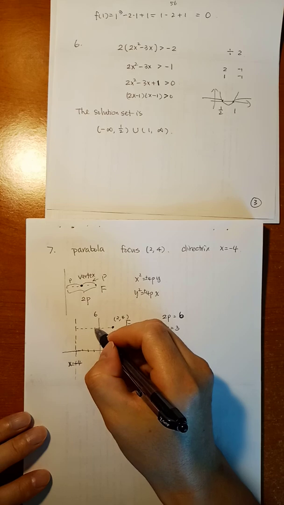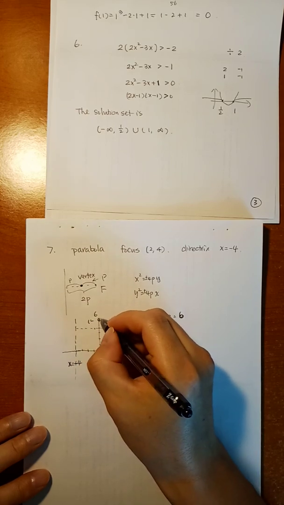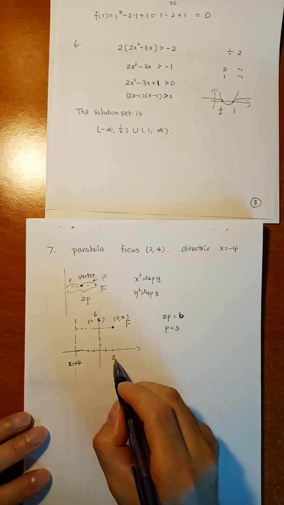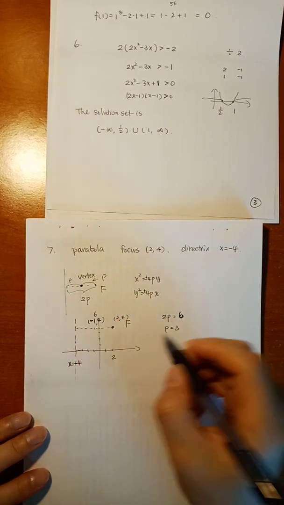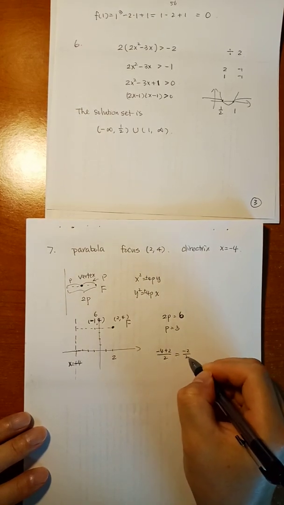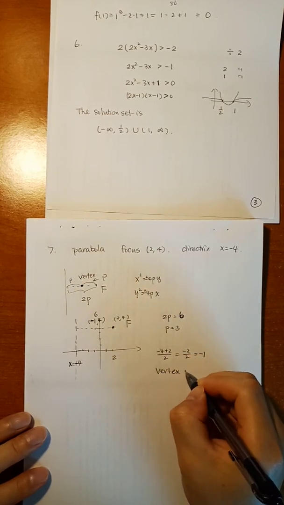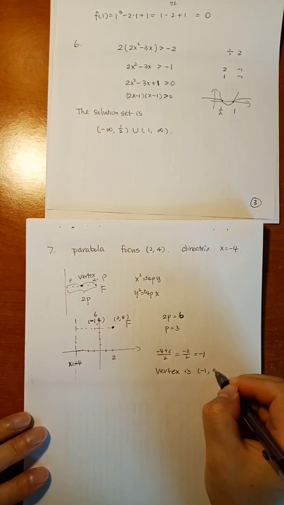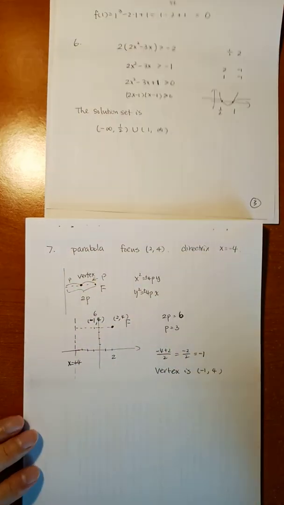It's in the same row, and the midpoint between 2 and negative 4 is negative 1. So negative 4 plus 2 over 2 is negative 2 over 2, which is negative 1. So the vertex is negative 1 and 4. The same row, the same y value.